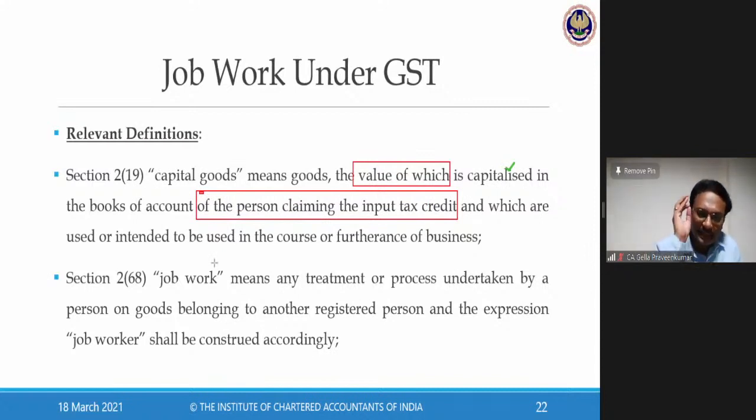I'll give an example. Please carefully follow with me with this example. Say we want to buy a DG set. The cost of the DG set is 5 lakhs. Say I'm a chartered accountant. I'm into the business of rendering services. In the process of my business activity, I want to ensure that there is no power interruption.